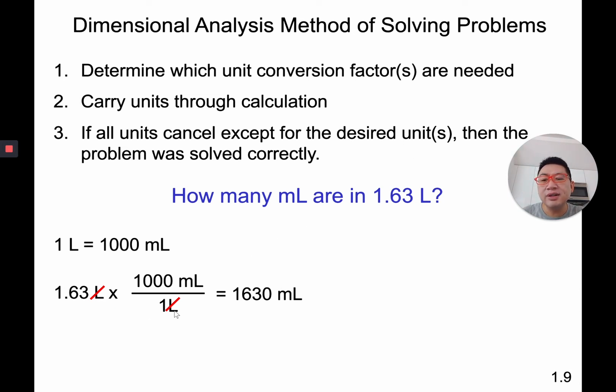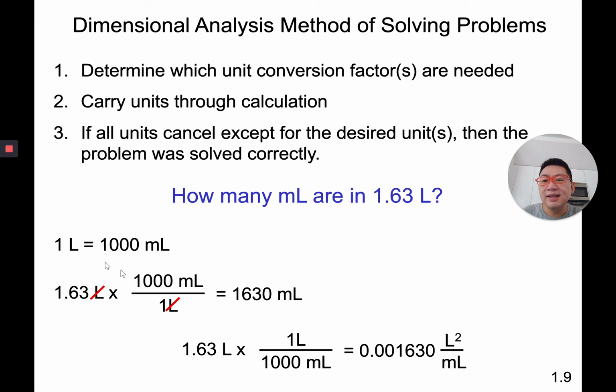The liters cancel except milliliters, which is what I wanted. Question is how many milliliters? Then I did this problem correctly. Okay, I'm going to do this problem incorrectly and show you what happens if I multiply by the wrong one. What I mean by that is, let's say I'm multiplying by 1. 1 liter divided by 1,000 milliliters is also 1.